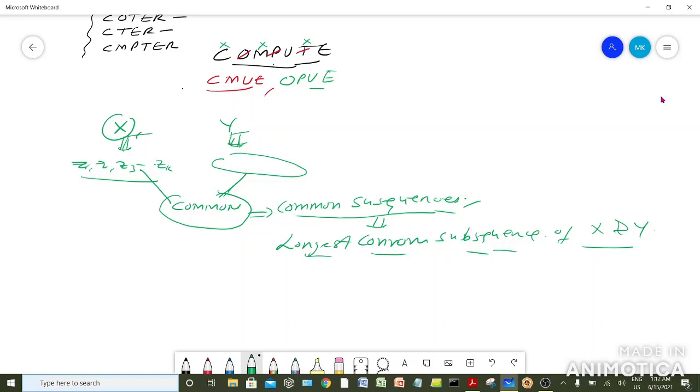We are provided with two sequences, one is X and one is Y. We need to find the length of the longest common subsequence, as well as we need to print the longest common subsequence also.